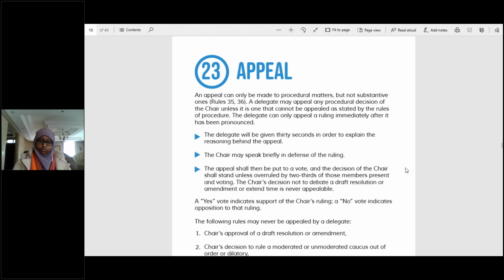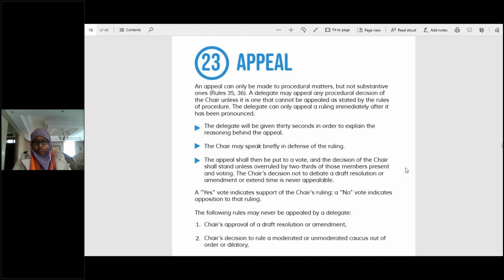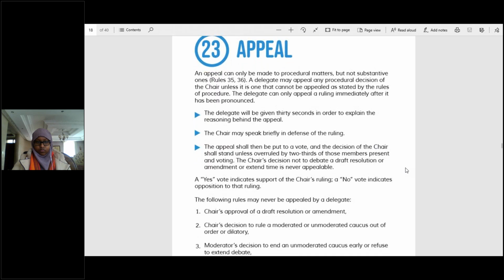We'll explain to you how exactly to get this handbook so that you can look at it at your own time. A delegate may appeal any procedural decision by the chair unless it is one that cannot be appealed. That is why it's important to go through this handbook so that you understand what can and cannot be appealed. The delegate can only appeal a ruling immediately after it has been pronounced. If the decision was made yesterday and you come today to appeal, it will have already taken effect and it won't help. So you have to be very quick about appealing a decision you're unhappy with.